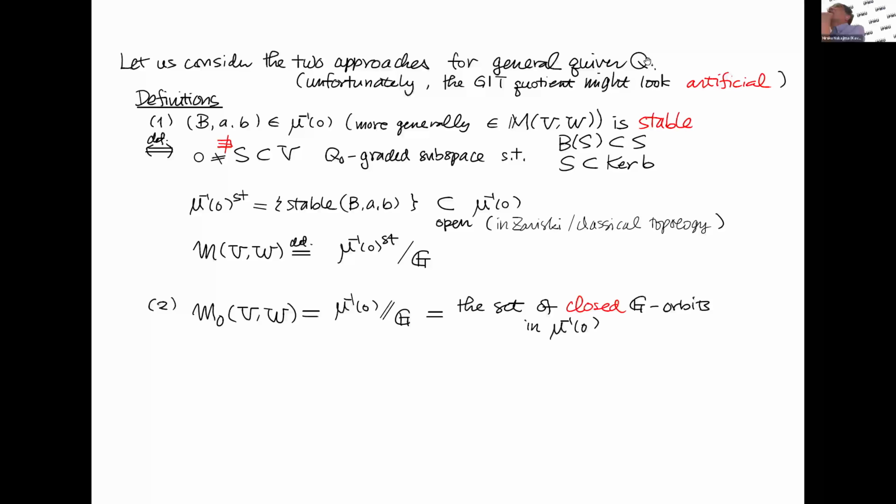And if Q is just a single vertex without any edges, then the first condition is redundant, and we only have the second condition. So there is no subspace in the kernel of B, which just means B is injective, right? So this recovers the injectivity condition for B if Q is the simplest quiver. And I denote by mu inverse 0 of stable the set of stable points (B, A, B) in this level set of the moment map. This is an open subset, open in both the Zariski topology and the classical topology. If you slightly perturb (B, A, B), this condition is preserved.